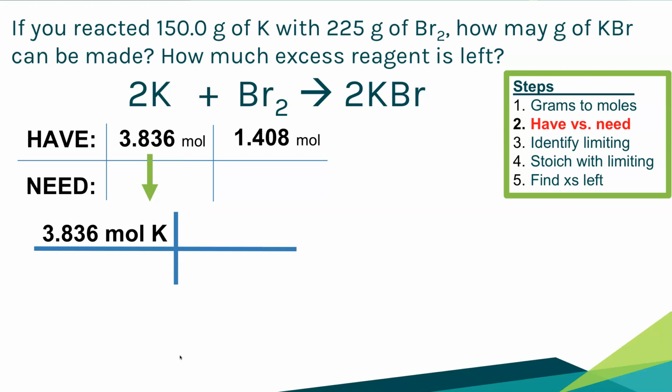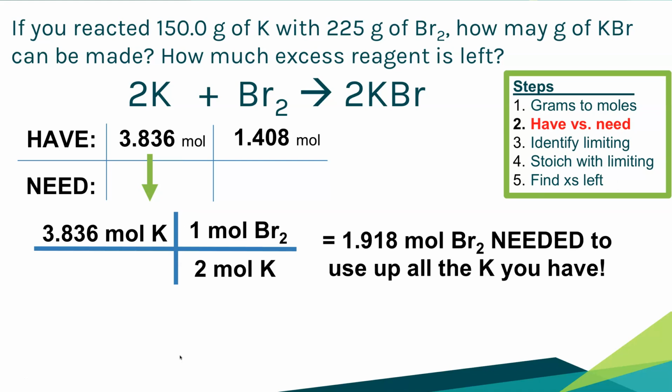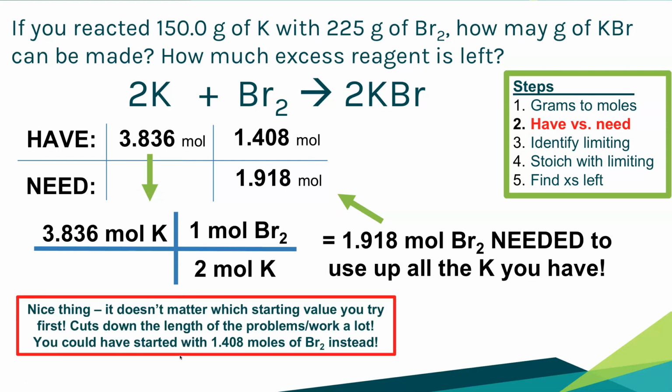So let's take potassium, and we're going to multiply by the mole ratio of bromine to potassium. I misspoke there really quickly. We're going to determine the amount of bromine needed to react with all of the potassium that I have. So by multiplying by the mole ratio of bromine to potassium, this is going to tell me how much bromine is needed to use up all of the potassium. So now I can compare how much bromine I have, 1.408, versus how much bromine I need, 1.918. Therefore, we can see that I do not have enough. Therefore, bromine has to be the limiting reagent.